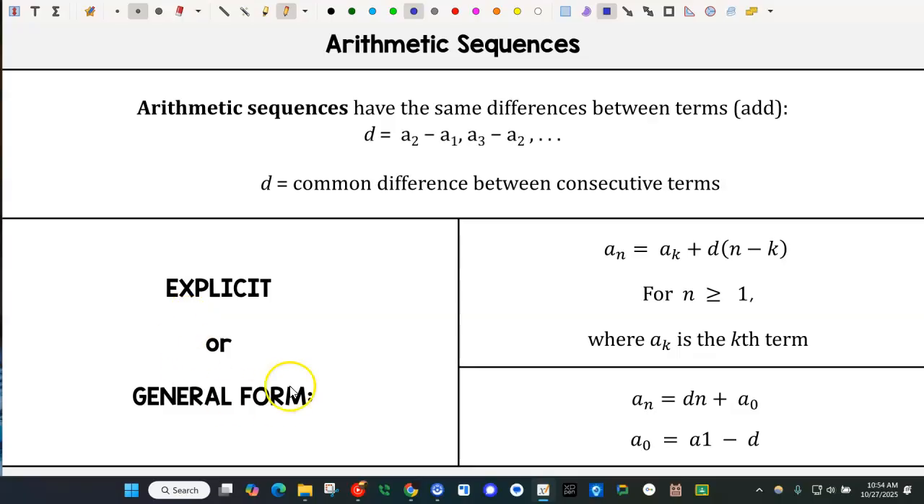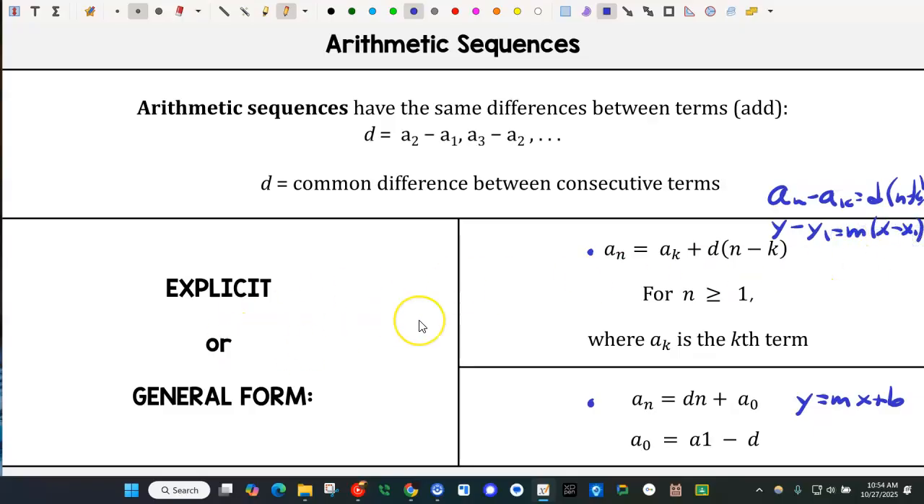There are different forms. We have a general form, which looks like this. Explicit looks like slope-intercept form. You might notice that this is strikingly similar to mx plus b, where a sub 0, where x equals 0, is like a y-intercept. So a sub 0 and a y-intercept have very similar functions. Same thing here, this is like the general form. If I move this a sub k over, a sub n minus a sub k equals d times n minus k, that is very strikingly similar to y minus y1 equals m times x minus x1, point-slope form.